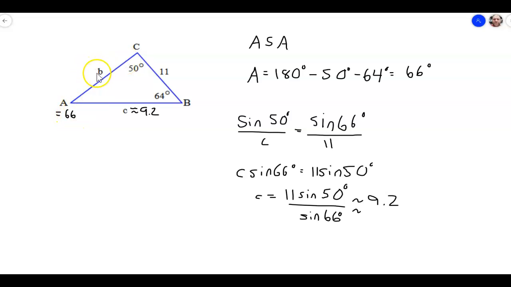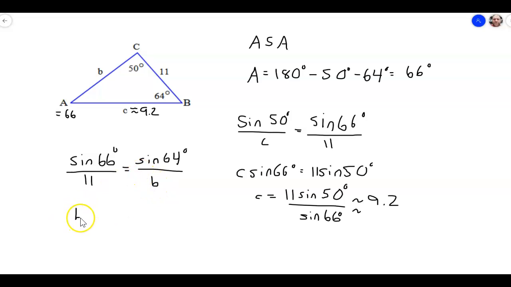Then we want to find the final value, b. Now remember what we said. We don't want to use this c because that's an approximation in order to find this b. So let's keep using this A here. So I can say the sine of 66, that's the sine of A, over little a, which is the other side, is equal to the sine of 64 degrees over little b, and we're going to do the same thing.